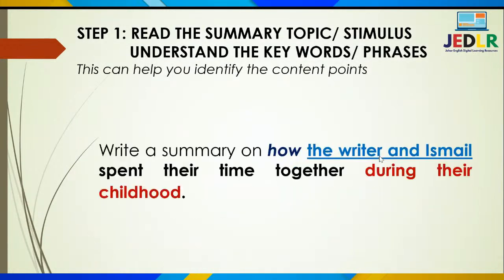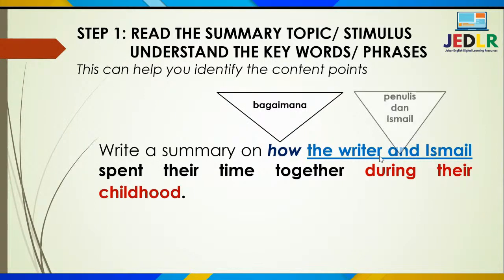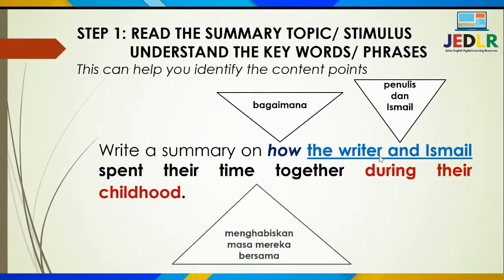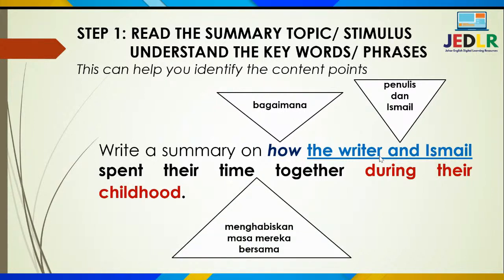Okay, so this is the topic. As you can see, I've highlighted the keywords. So let's discuss this together. Write a summary on how. How means bagaimana, macam mana. The writer and Ismail, penulis dan Ismail. So if you can notice here, there are two characters involved here. Spend their time together, menghabiskan masa mereka bersama, during their childhood.